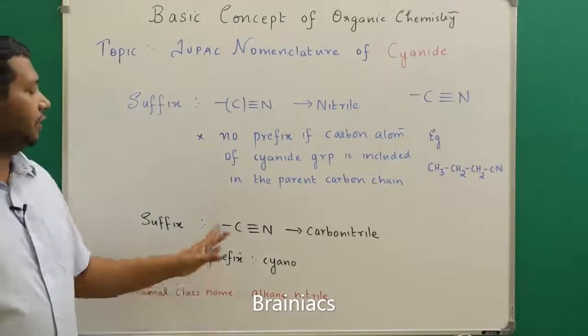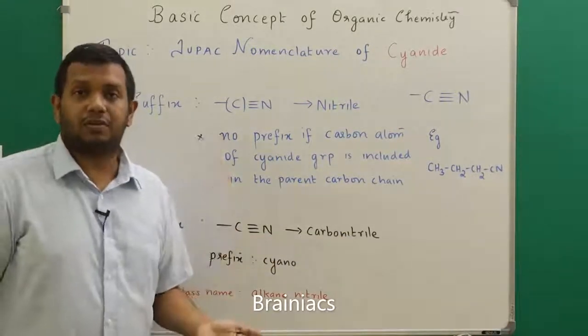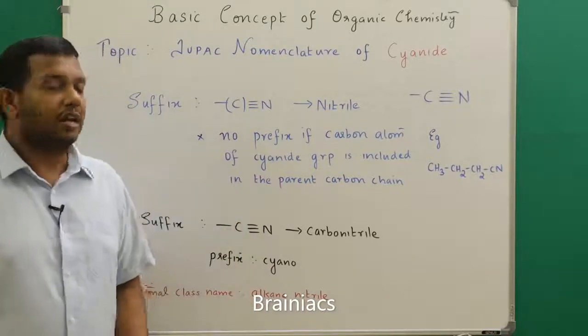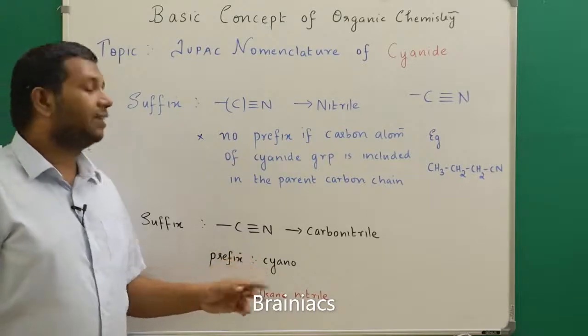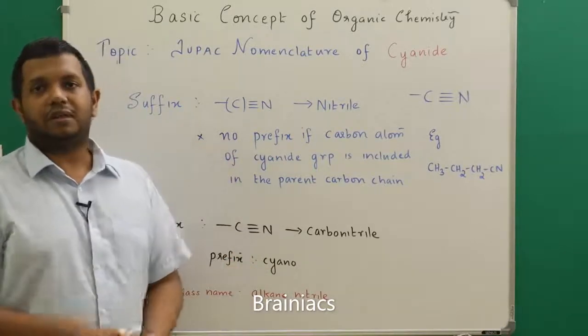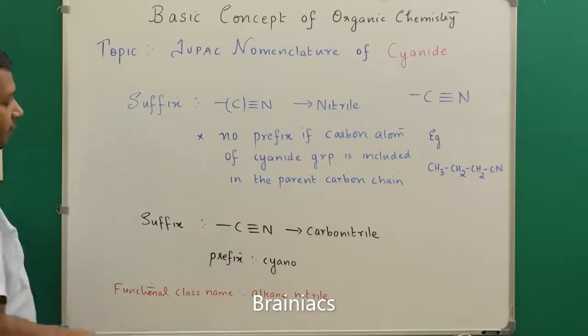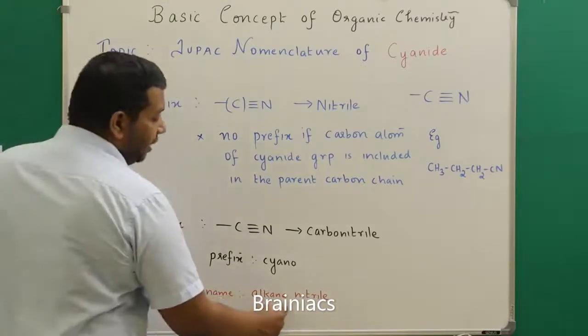Okay, what is the prefix? If the cyanide group behaves like a substituent, sometimes it comes with carboxylic acid, then the cyanide group will behave like a substituent. In that case, we use the prefix cyano. Understood? Cyano. The most important thing here is the functional class name is alkane nitrile.